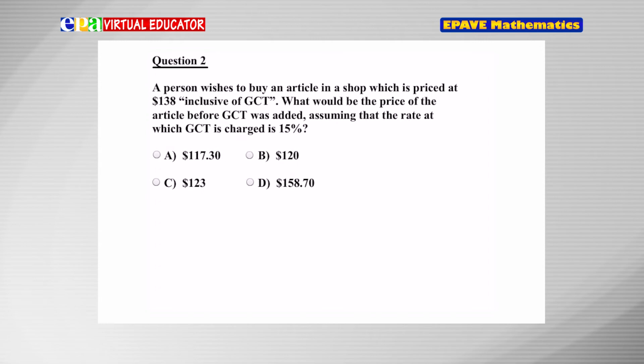A person wishes to buy an article in a shop which is priced at $138 inclusive of GCT. What would be the price of the article before GCT was added, assuming that the rate at which GCT is charged is 15%? A, B, C, or D?